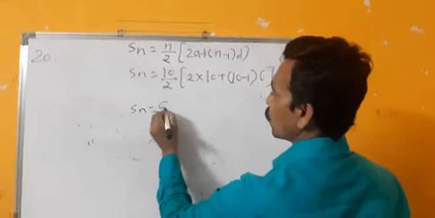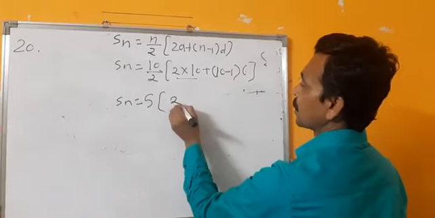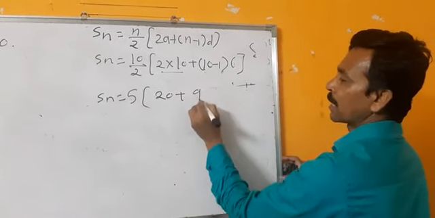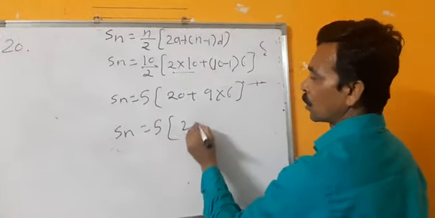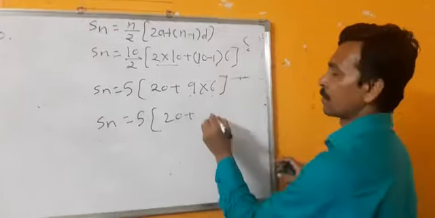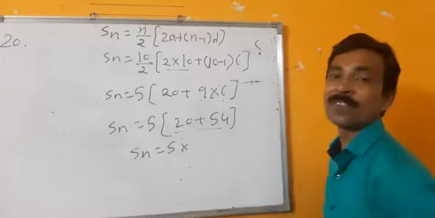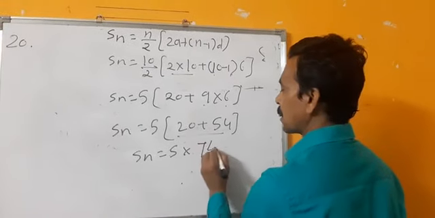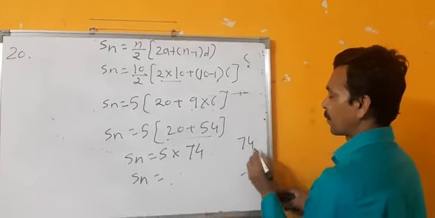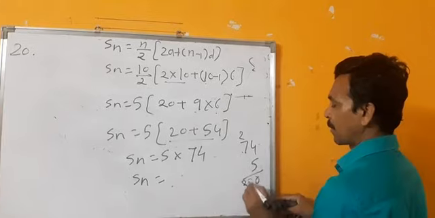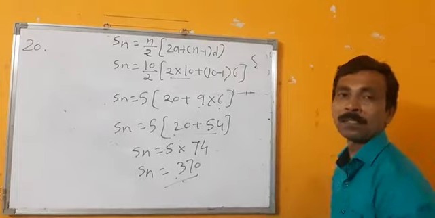So it becomes Sn is equal to 5, because 10 upon 2 is 5, into 2 into 10 is 20 plus 10 minus 1 is 9 into 6. Sn is equal to 5 into 20 plus 54, which is 74. Sn is equal to 74 into 5. 5 4s are 20, 5 7s are 35, so 370. Sn is equal to 370. This is the final answer.